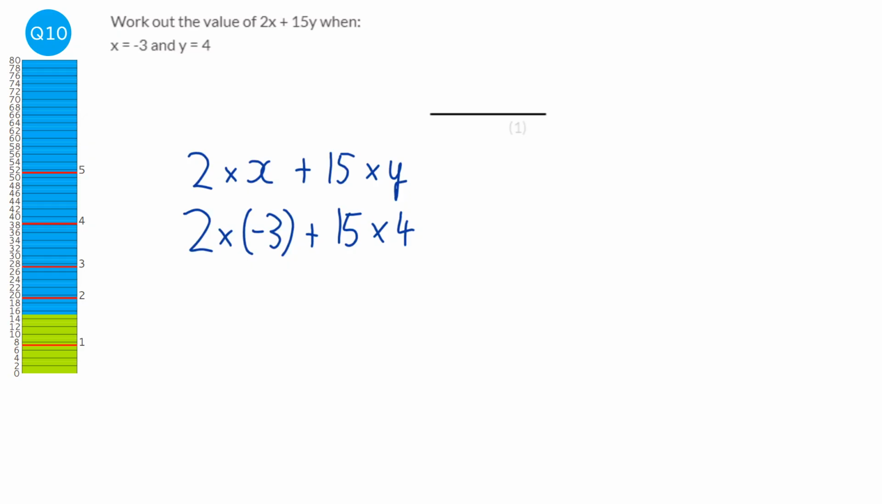So here we've got 2 times -3. A positive times a negative is a negative, and 2 times 3 is 6. Plus, and we've got 15 times 4, which is going to be 60. So we've got -6 plus 60. A different way of doing that is 60 minus 6 gives you the same answer, which is going to be 54.